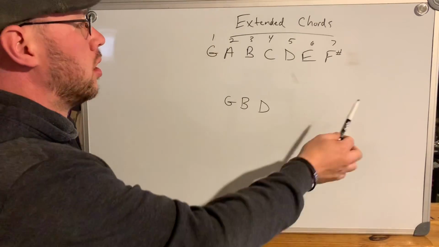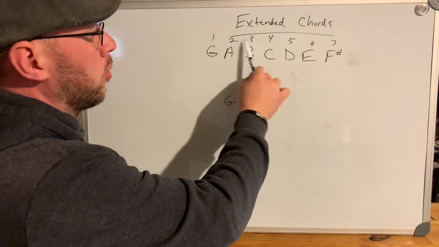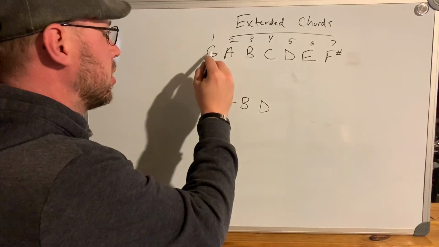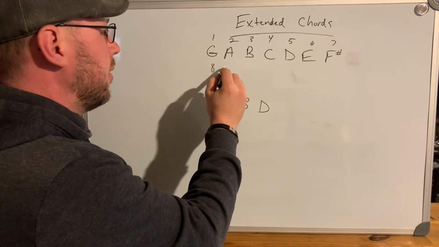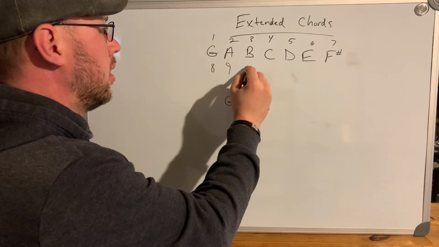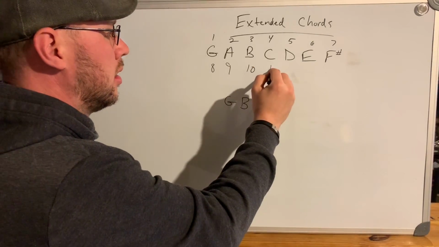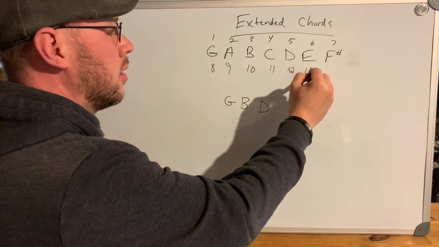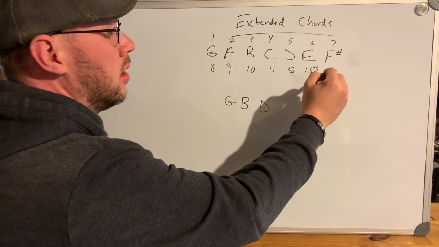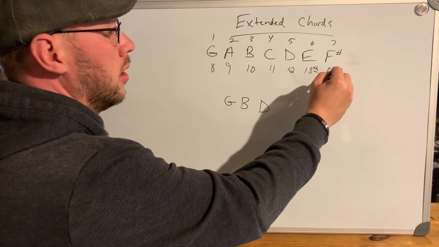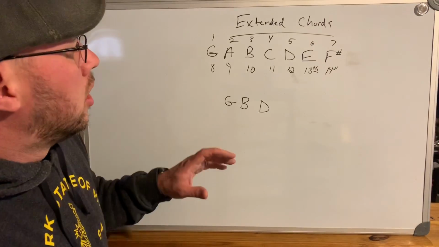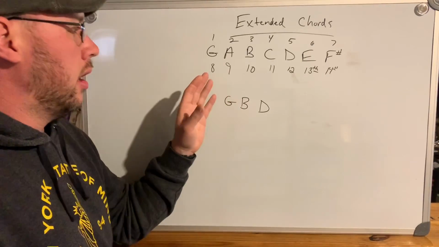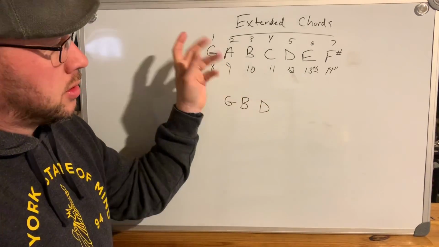What I want to do is take our numbering, 1, 2, 3, 4, 5, 6, 7. And let's go down here. The 8 is the octave. 9, 10, 11, 12, 13, and 14. Okay? Now, this is where you can see where you see 9 chords, 11 chords, 13s.